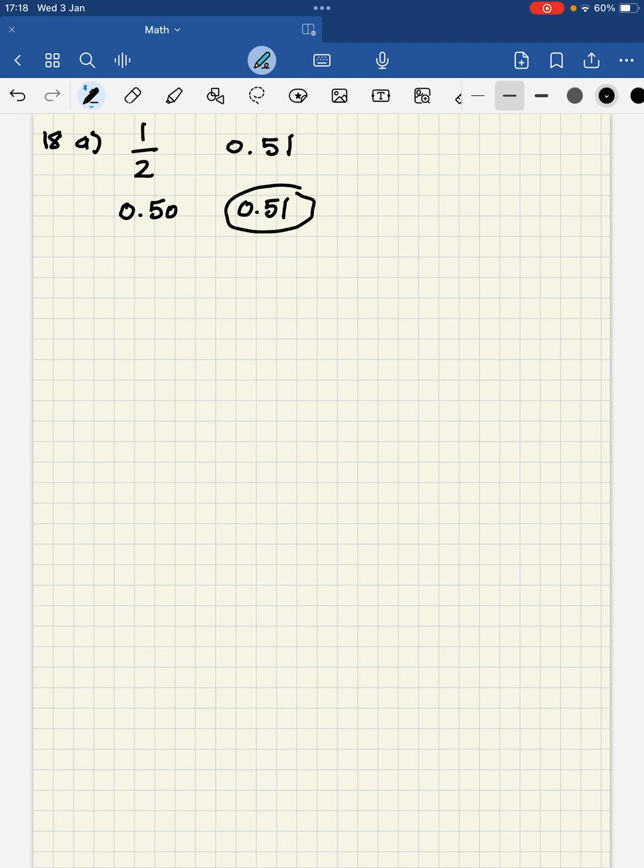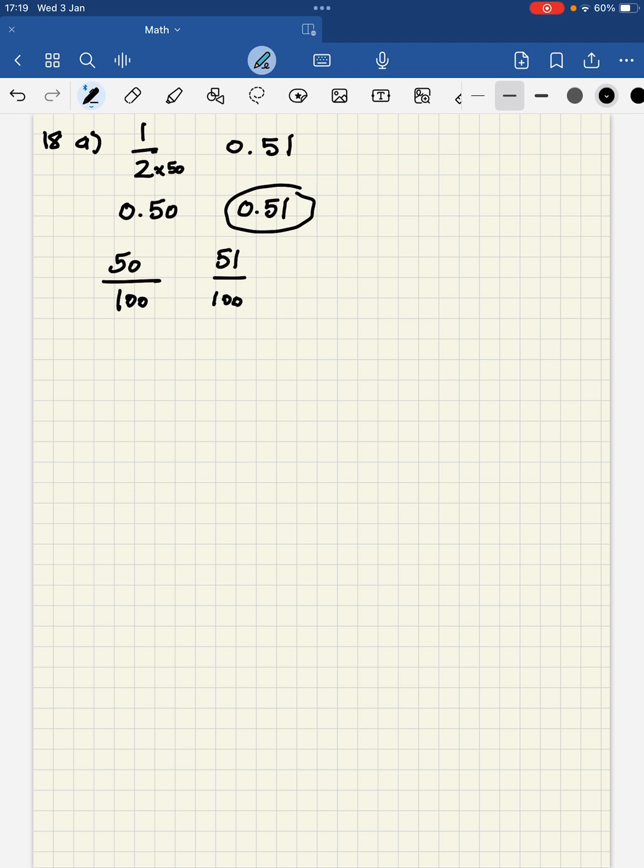This one. Or we can change this one to hundredths. So it would be 2 times 50, so it would be 50 over 100, and this would be 51 over 100. So you could do either or. Okay, so try that for B and C.